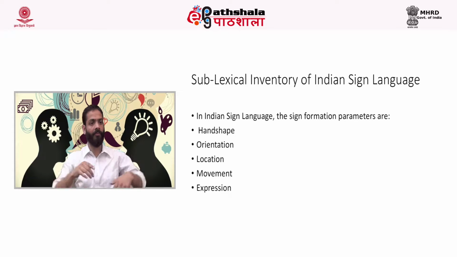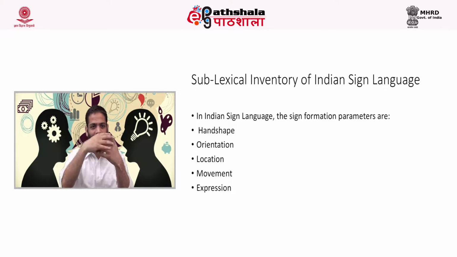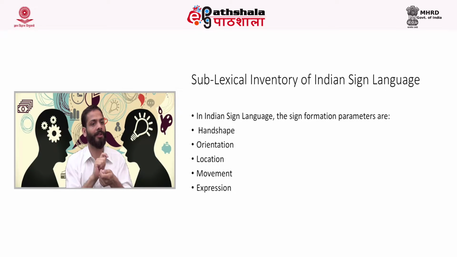So what are these parameters? Sublexical inventory of Indian Sign Language. In Indian Sign Language, the sign formation parameters are hand shape, orientation, location, movement, and expression. These five parameters are combined with one another to form a sign. A change in any of these parameters produces another sign or a change in meaning and grammatical function, and or a nonce sign too.